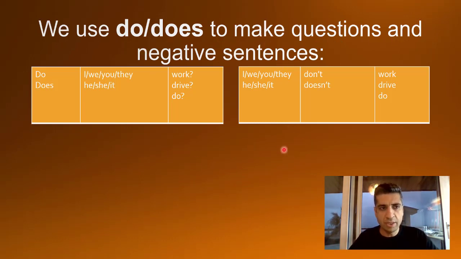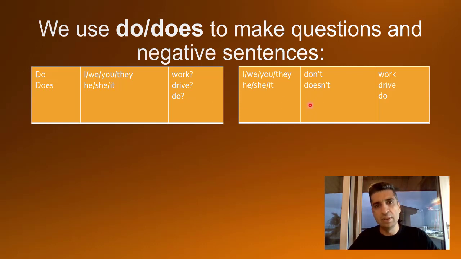You can see two tables here. This one here is for making questions. Do and does are the auxiliary verbs, then the subject, and then the verb in the base form. You can see here no S endings, right? Do we work? Does she drive? Do they do? Does it work? So no S endings for questions.